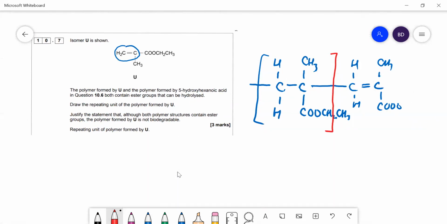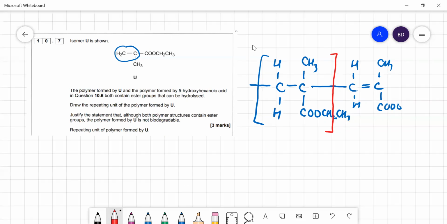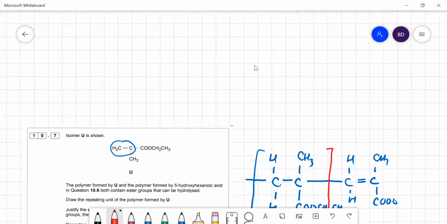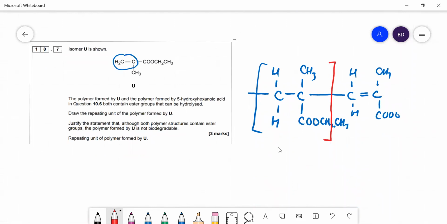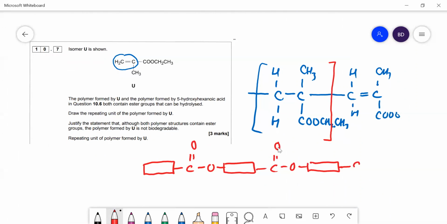Now, justify the statement that although both polymer structures contain ester groups, the polymer U is not biodegradable. Polyesters are biodegradable. So I'll go back to the other one, which is a polyester. Why are polyesters biodegradable? Because they're held together by ester links, and that carries on forever.